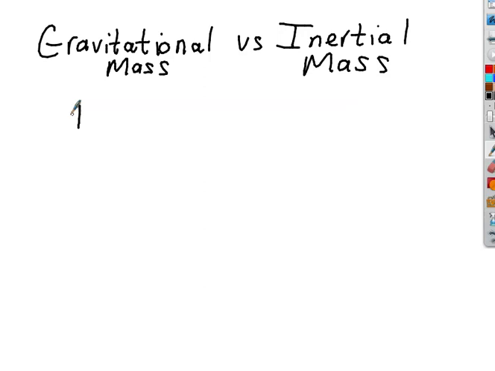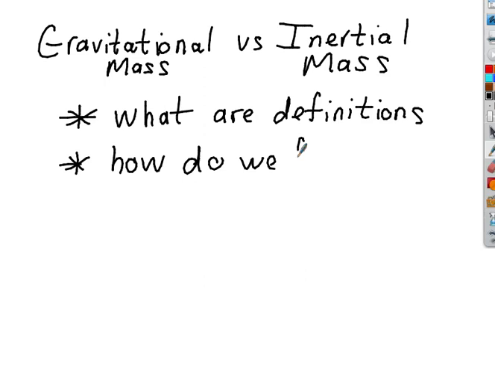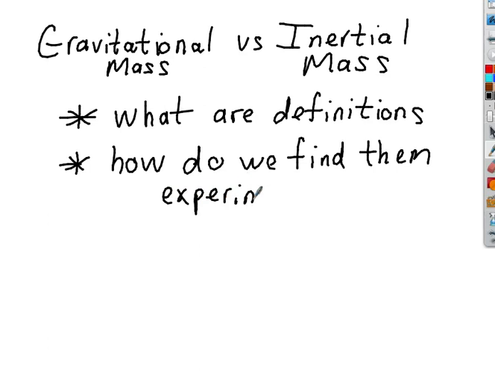The two things we're going to look at are, first off, what are they? What distinguishes gravitational mass versus inertial? So what are the definitions of each one? How do we define them? And then the second thing is, how do we find them experimentally? Okay, and that's basically it.